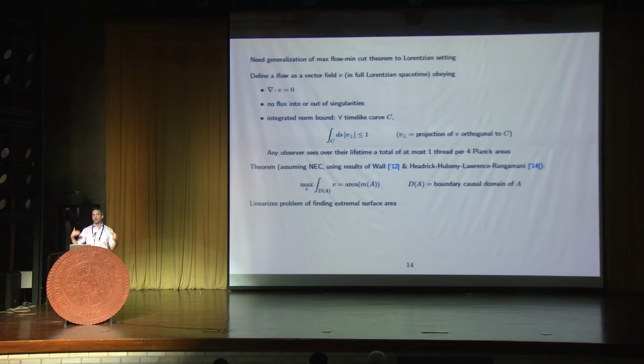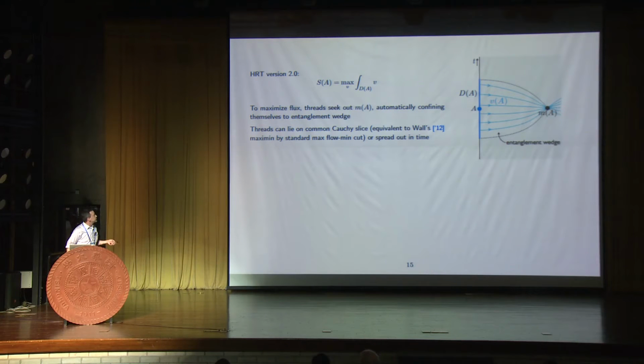So now obviously we want to reverse engineer the meaning of this rule. And then you can prove, given these rules, this version of max flow min cut, that the max flow, not through A, but through the boundary causal domain of A, is equal to the area of the extremal surface, and actually is equal to the area of the minimal extremal surface. Just like for the original Ryu-Takayanagi, this turns the problem of finding that minimal extremal surface into a linear programming problem, which I think might be practically useful.